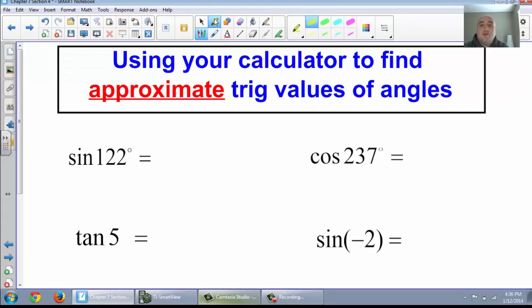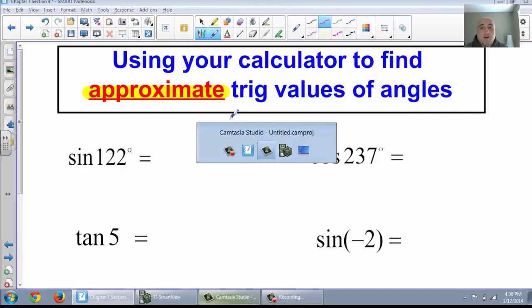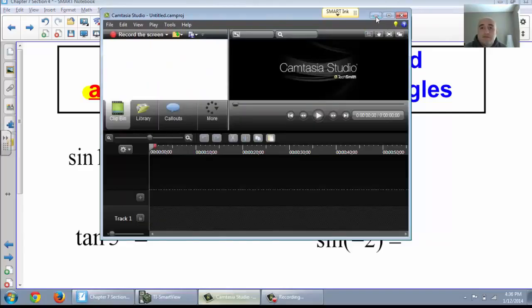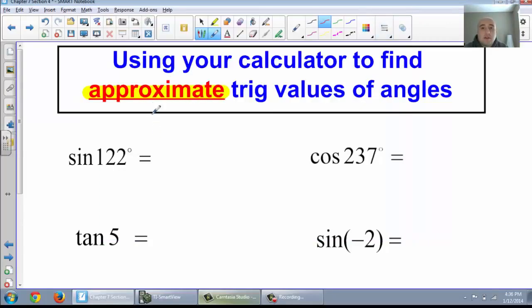All right, first thing we're going to do is figure out how to find approximate trig values of angles. Now, approximate means you're going to use your calculator. So if the book says to find approximate values, then you're just going to use your calculator. These are super simple. All right, the first one says sine of 122 degrees.